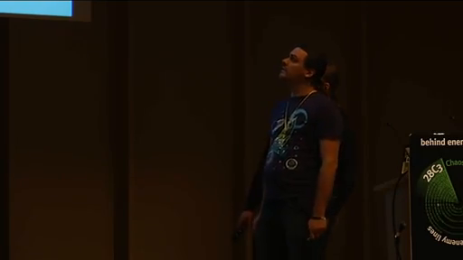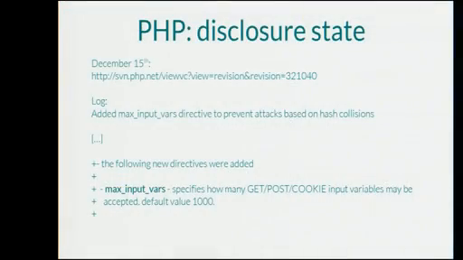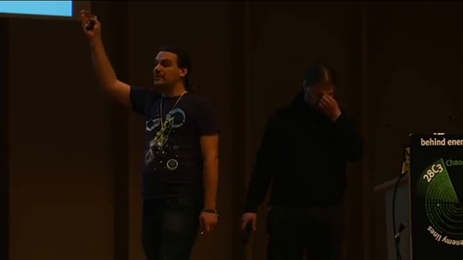Then on December 15th, maybe 1.5 weeks ago, 2 by now, I think, this appeared in the Subversion repository of PHP. They put in the log that they added a max_input_vars directive to prevent attacks based on hash collisions, which is kind of a workaround. They didn't change the hash functions, but they are limiting the number of parameters, which works for some stuff. It doesn't work for other stuff. We'll show you a bit later. But we weren't very happy that they didn't tell us or oCERT that they were doing this, which is not very nice. And then they put that into their public SVN.